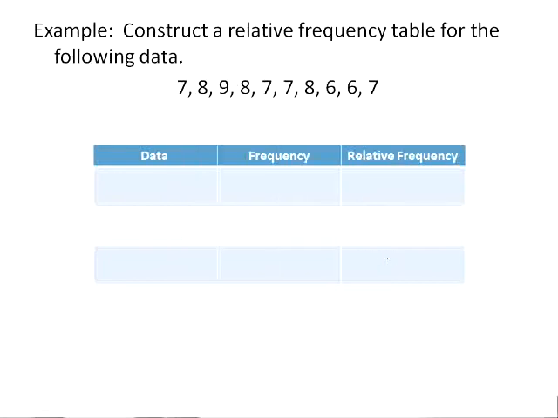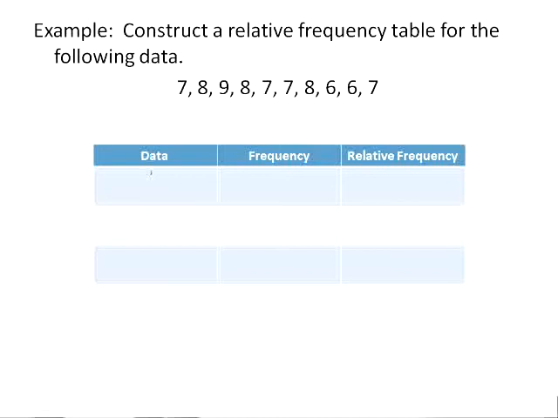Now we're going to construct a relative frequency table for the following data. Now notice in the table that I do have a column in the middle for frequency because we will need that first before we calculate the relative frequency. So what data points are included here?